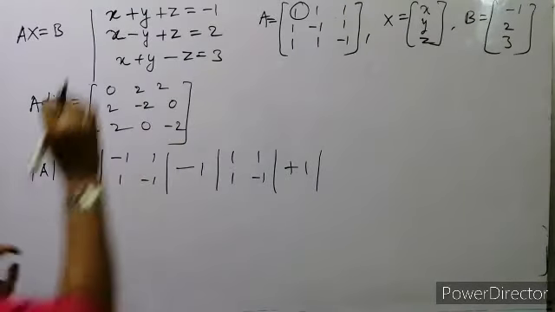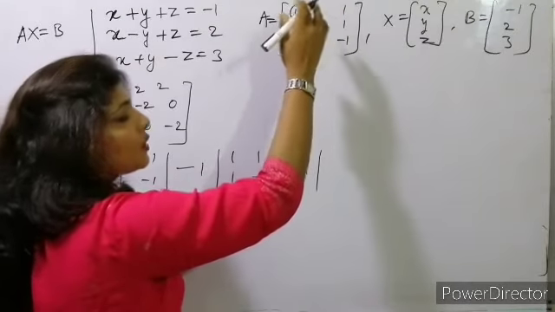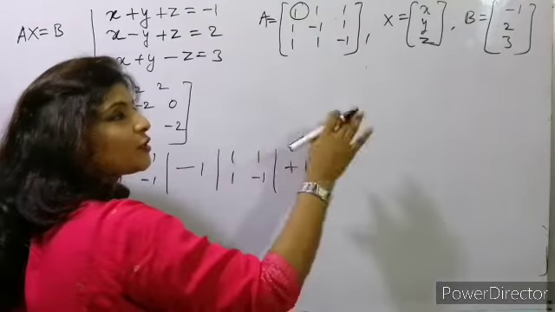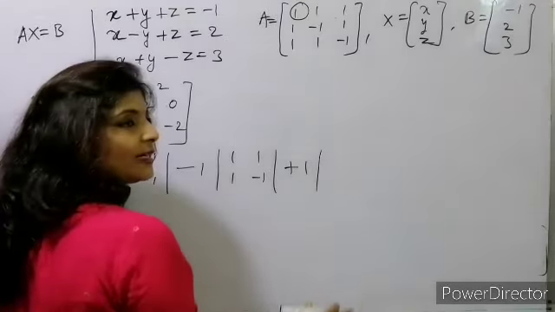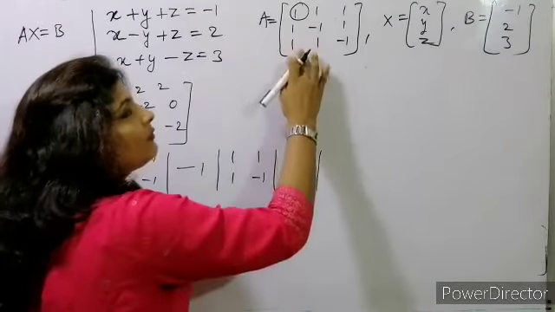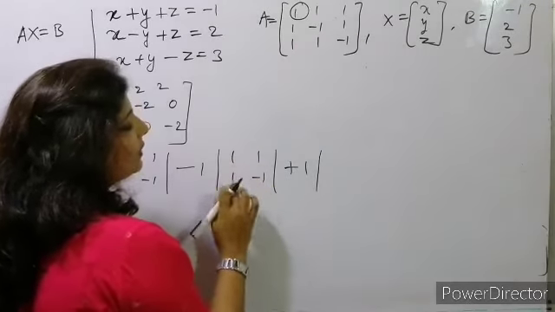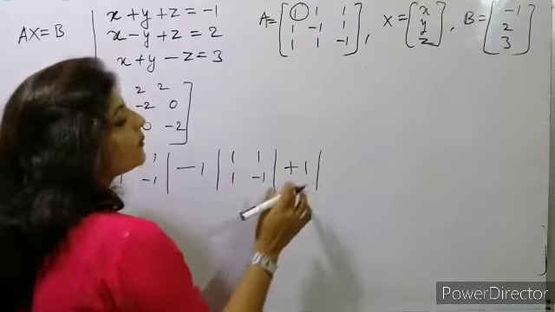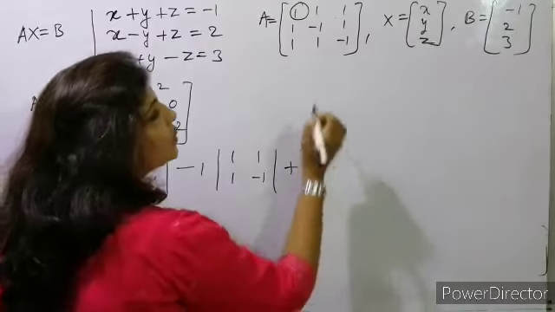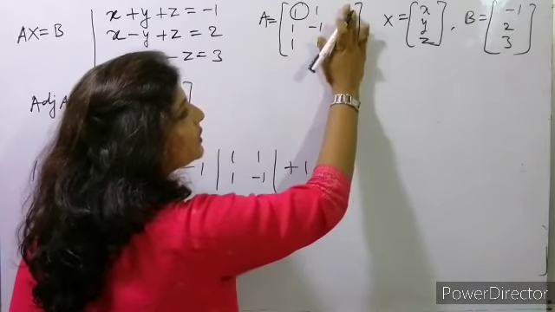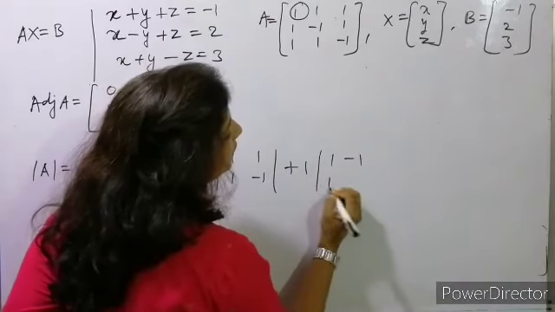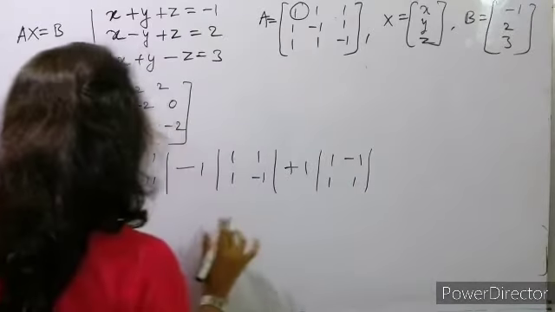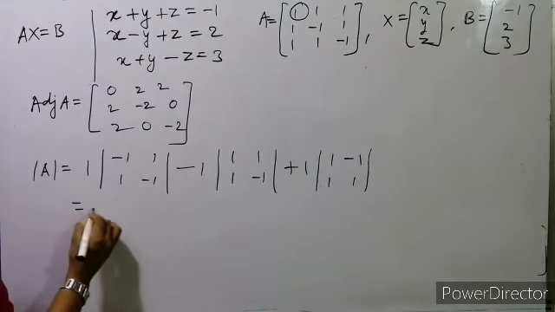Similarly for the second one, first row second column, the first row and second column will be hidden. When we hide the first row and second column, what is left behind? 1 1 1 -1. So 1 1 1 -1 1 1 1 -1. Okay, now the third one is +1. So when we hide the first row and third column, 1 -1 1 1 1 -1 1 1. Okay, now we have to find out the values.